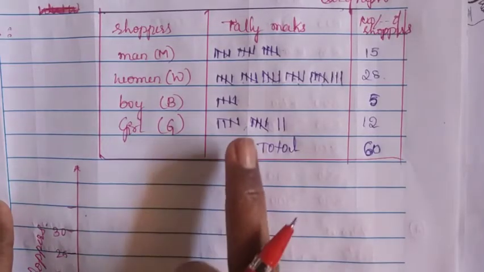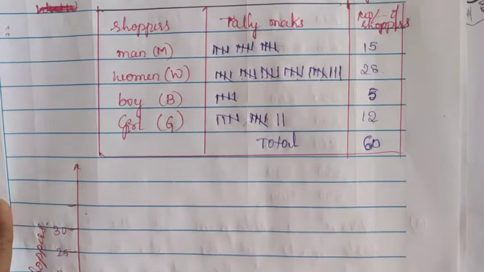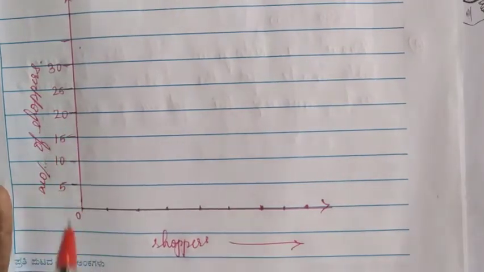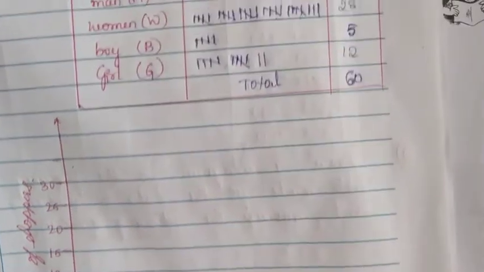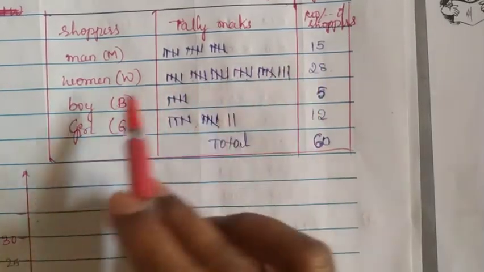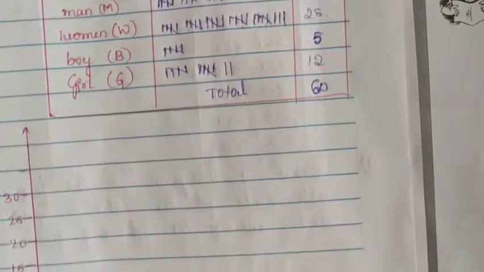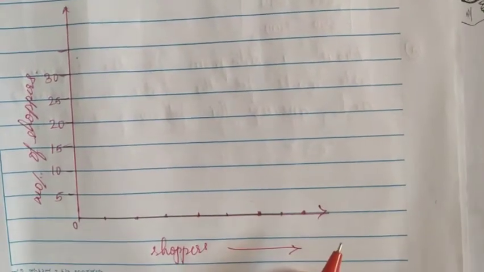For this frequency distribution table, they are asking to draw a bar graph. Okay children, now let us draw the bar graph. A bar graph has two axes, one is the x-axis and the other is the y-axis. In the x-axis take shoppers, in the y-axis take the number of shoppers. We get the frequency for each particular shopper: man has frequency 15, woman has frequency 28, boy 5, girl 12. For these frequencies we have to draw bars.